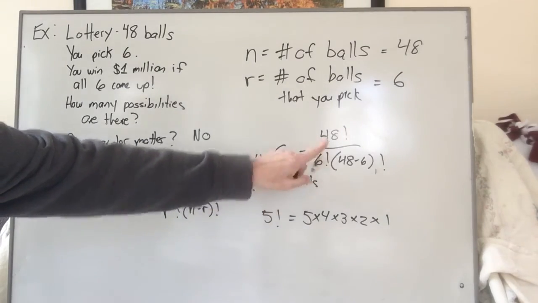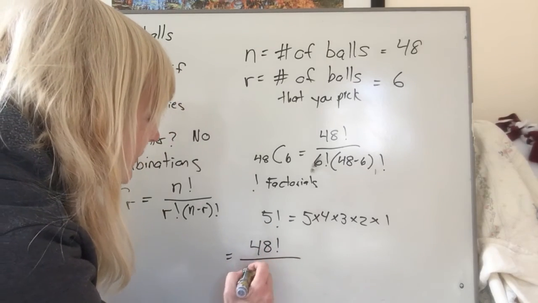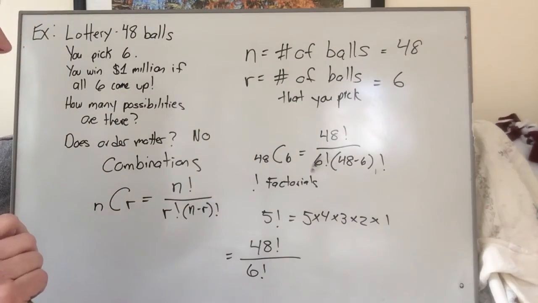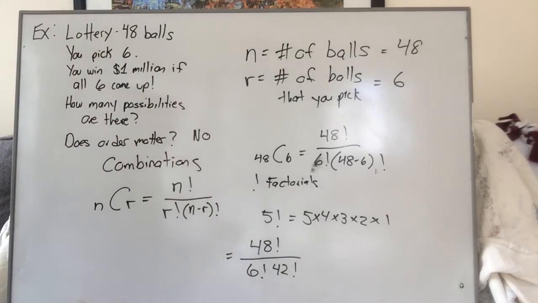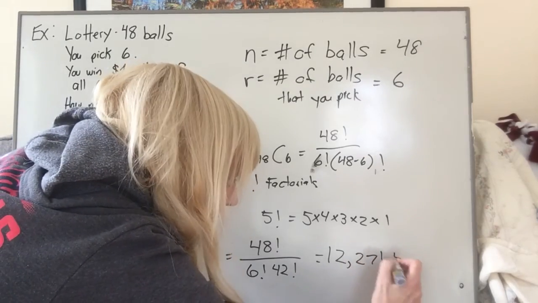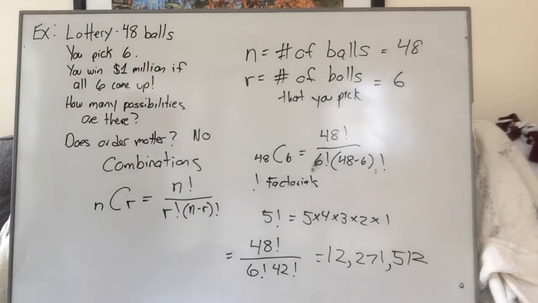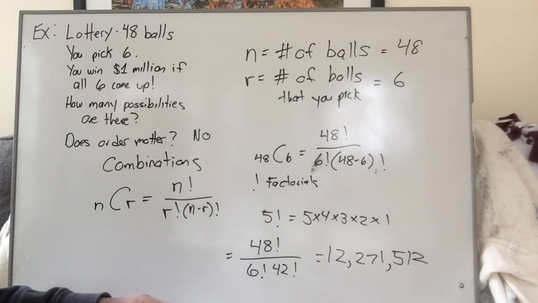To get this number on your calculator, you would do 48 factorial, then divide that by 6 factorial, and then 48 minus 6 is 42 factorial. So by calculator, I'd go 48 factorial divided by 6 factorial equals, divided by 42 factorial equals. And you should get a number, and it's pretty big, guys. It's 12,271,512. That's a big number, and you should practice on your calculator. Make sure you get the same number I get to make sure you're doing it right on your calculator.